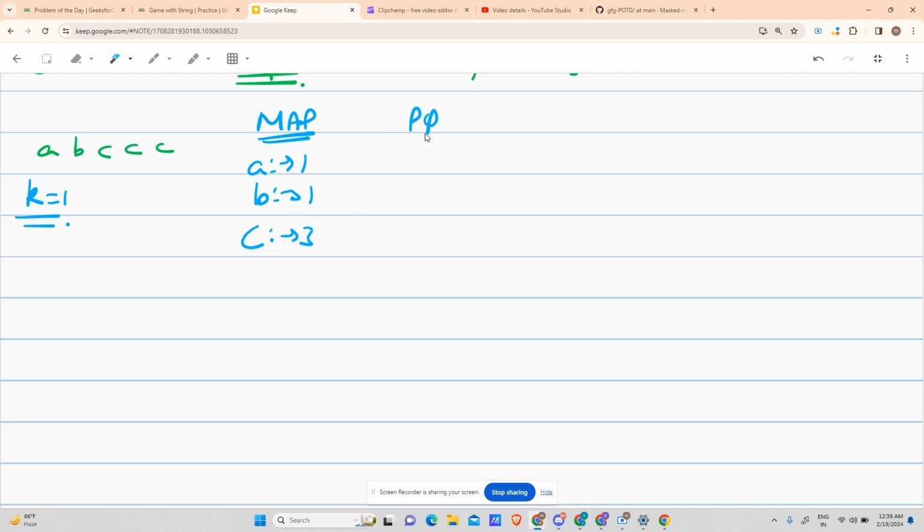I will make a priority queue out of this map counts. So my priority queue would look something like, first I will insert 1, then I will insert 1, then I will insert 3. Now for k equals to 1, it will run the loop one time. So one time what I have to do is I will take out 3. 3 is deleted from here, it is changed to 2. Now 2 goes back in sorted order, which is here only, right?